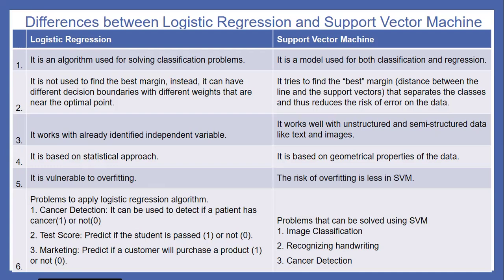Problems to apply logistic regression to: cancer detection, it can be used to detect if a patient has cancer or not. Test scores, to predict if a student has passed or not. Marketing, to predict if a customer will purchase a product or not. Problems that can be solved using SVM: image classification, recognizing handwriting, and cancer detection.